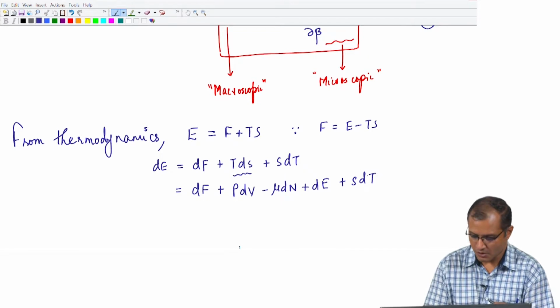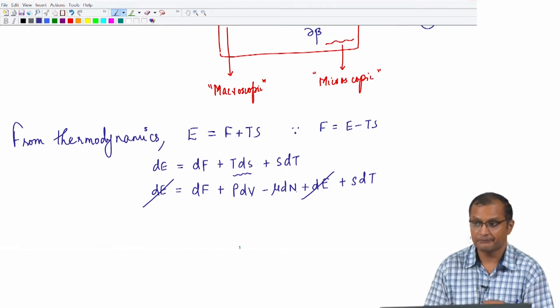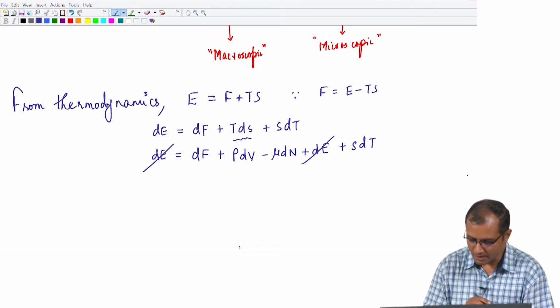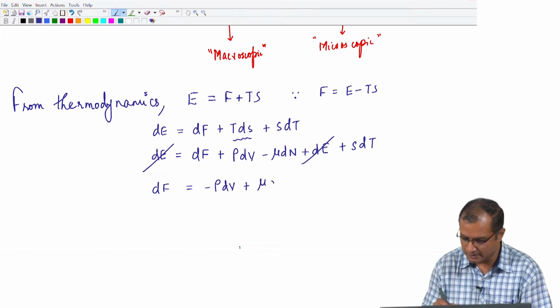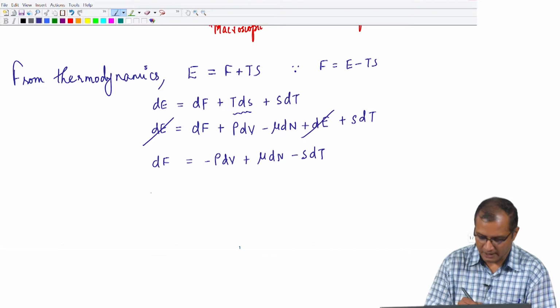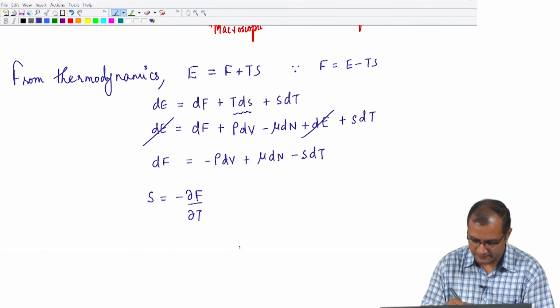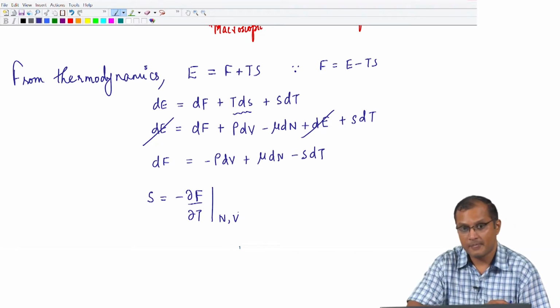So, you can knock off the internal energy change from both sides and simply see that dF is nothing but minus PdV plus mu dN minus SdT, which allows me to write down the entropy as minus dF by dT at constant N and V.